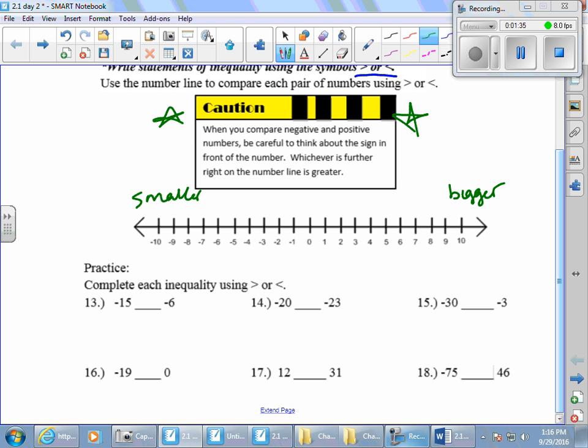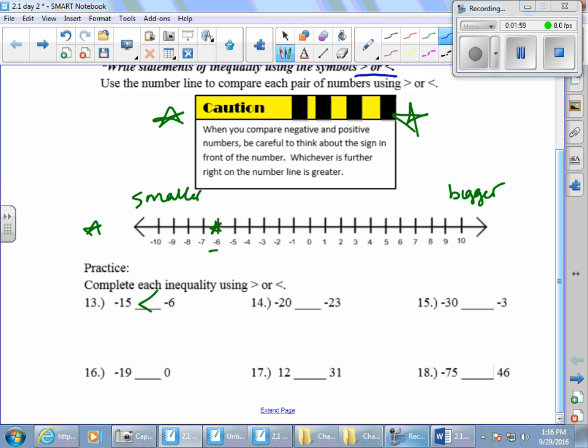So let's start with negative 15 and negative 6. Okay, first of all, negative 6 is right here. Negative 15 is not even on the chart. It would be around over there. So the question is, which one is further to the right? That would be negative 6. So negative 6 is bigger.